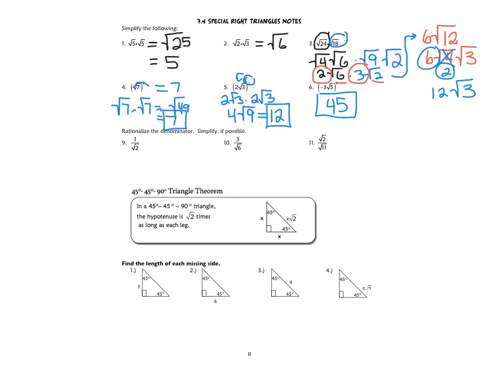All right, next part, rationalizing the denominator. We're going to simplify if possible. So just off to the side here, to rationalize the denominator means you cannot have a radical in the denominator. So when you end up with a radical in the denominator, you have to get rid of it. So now the way we're going to do that is to get rid of the square root of 2.